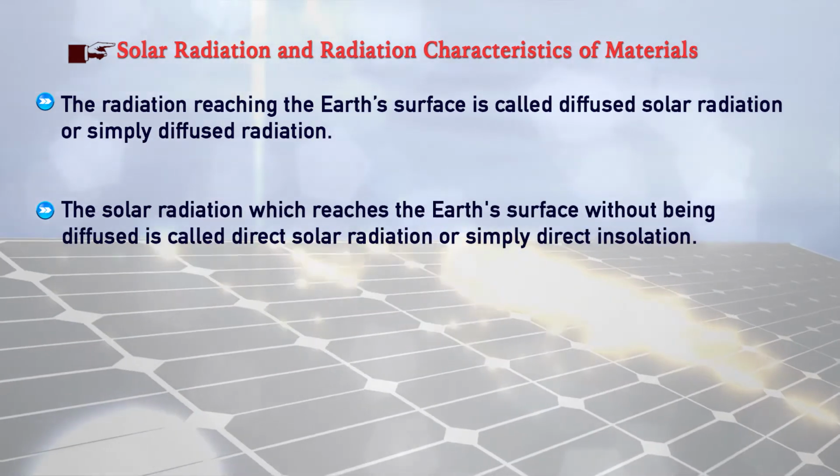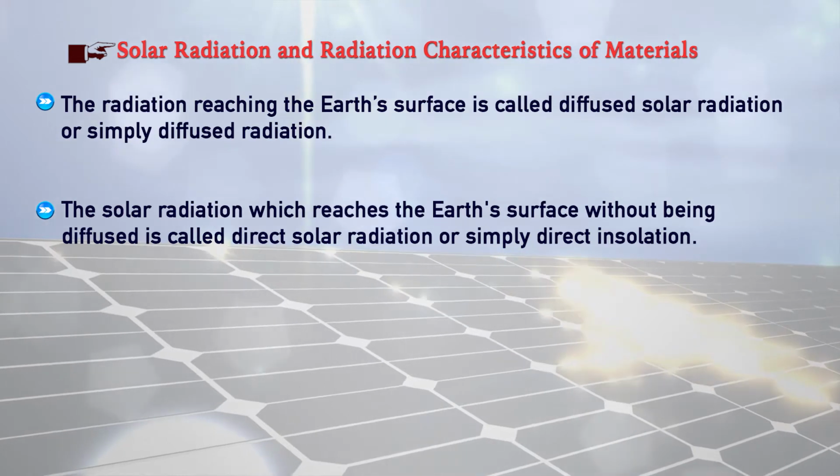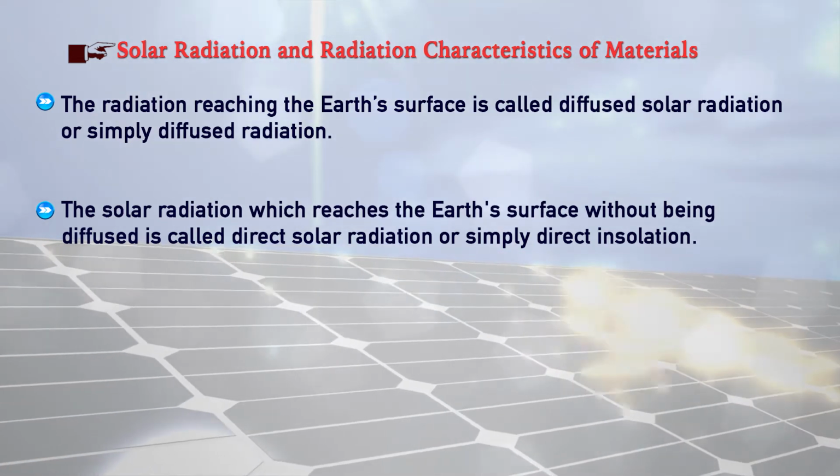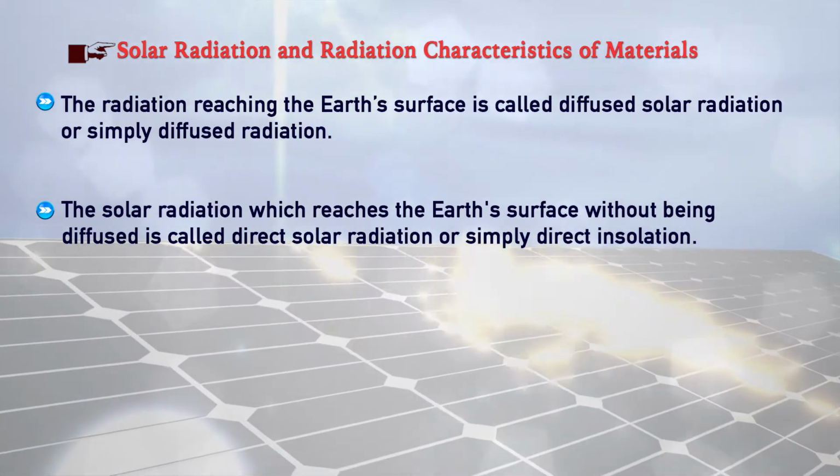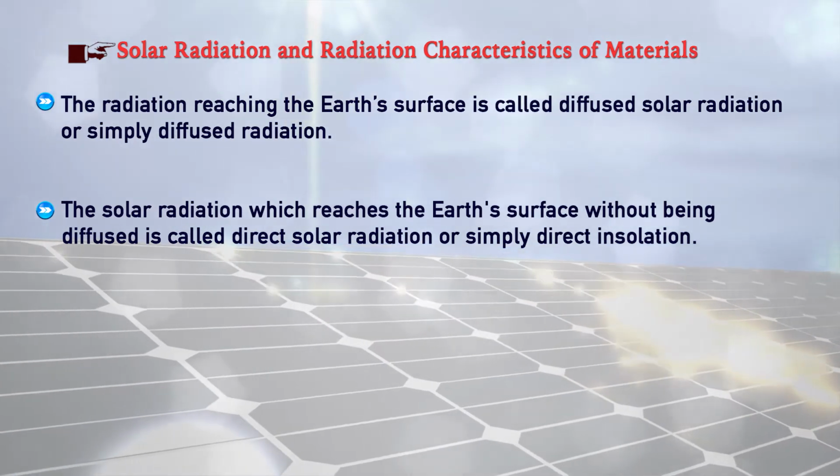The solar radiation which reaches the Earth's surface without being diffused is called direct solar radiation, or simply direct insolation. The sum of diffuse and direct radiation is called global insolation. Atmospheric condition can reduce direct insolation by about 10% on clear, dry days and by 100% on thick, cloudy days.